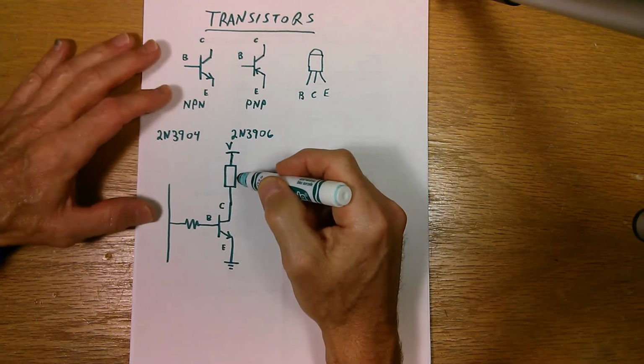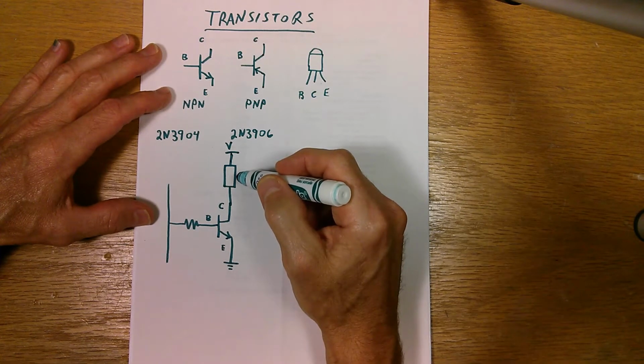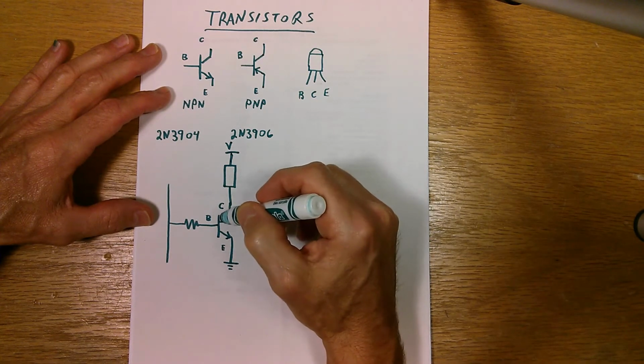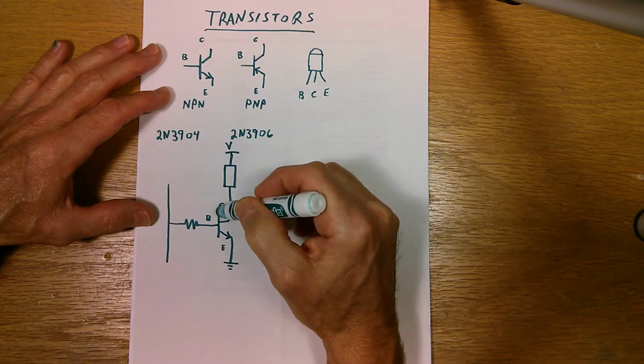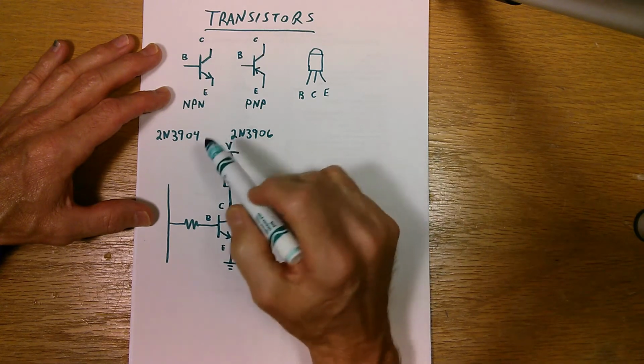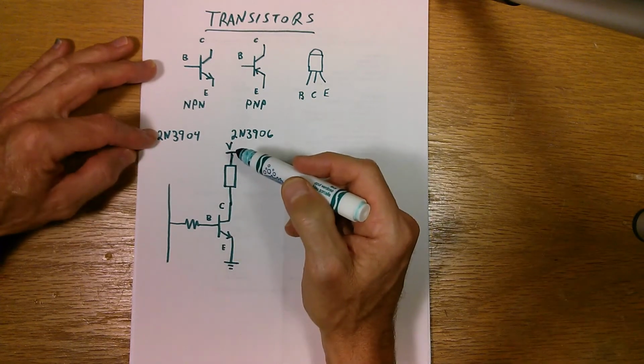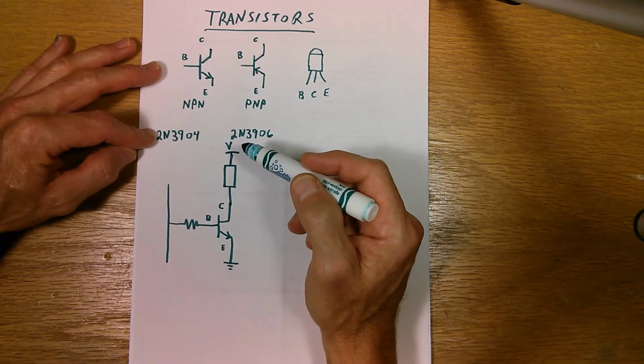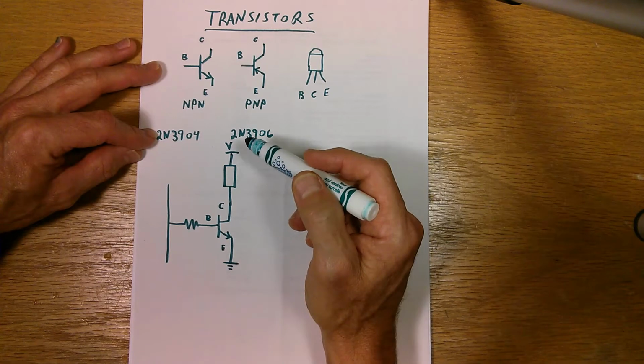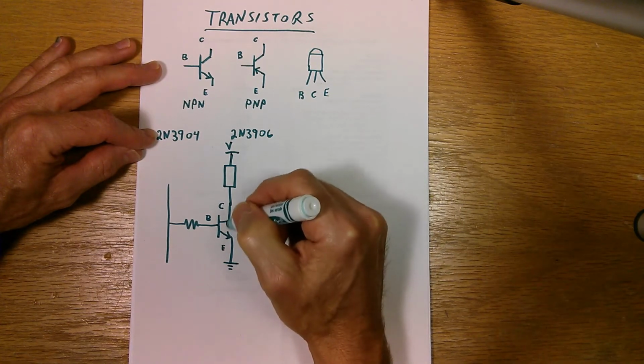Now, there is a parameter related to the transistor, and if you want to search the internet for these devices, you can find a spec sheet for the transistor, and it will tell you the absolute maximum ratings, the maximum voltage this could withstand.